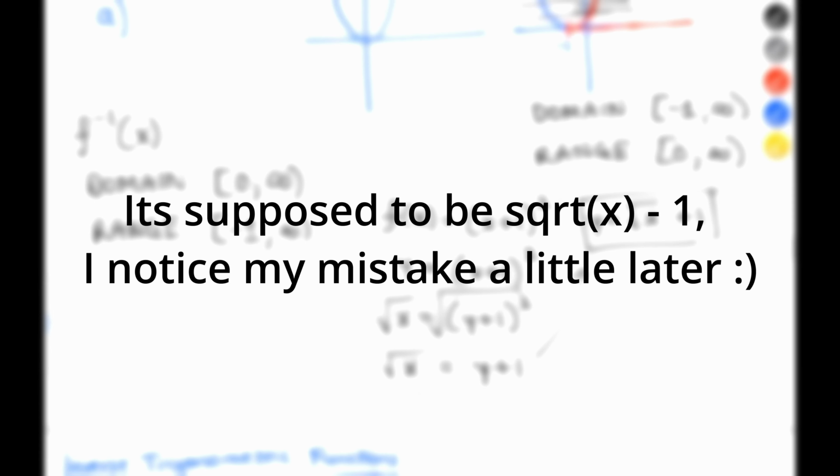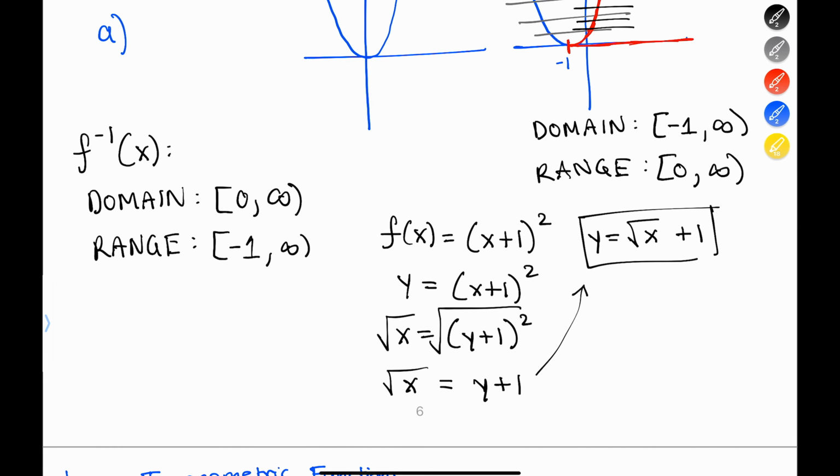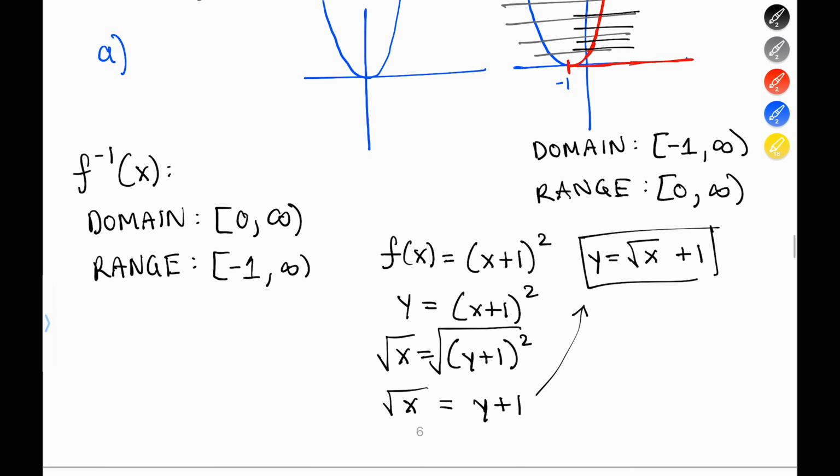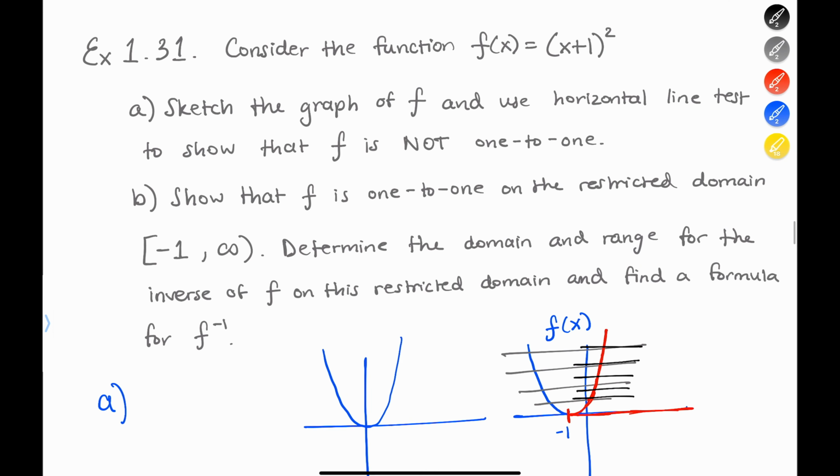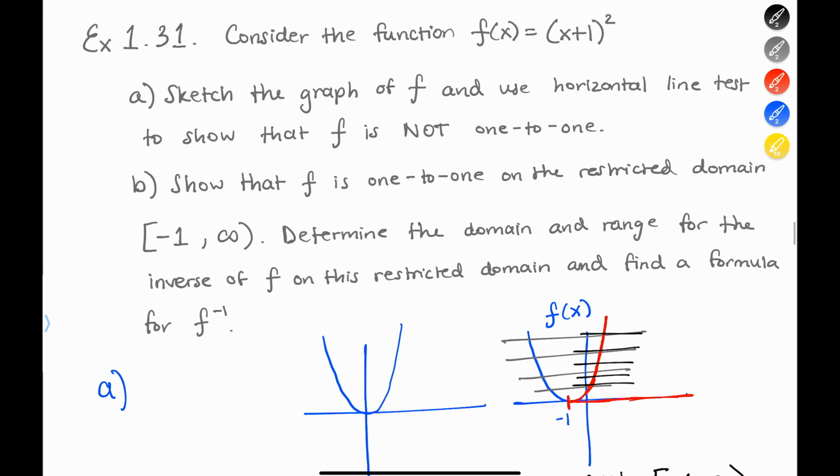And to make sure that we got the correct formula for the inverse function, we could check to see if f inverse of f of x is equal to x. And if that's the case, then we have found the correct inverse function. So this is equal to the square root of, then this is (x plus 1) squared.